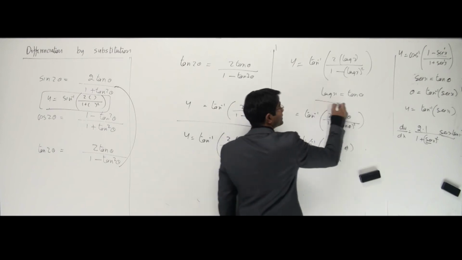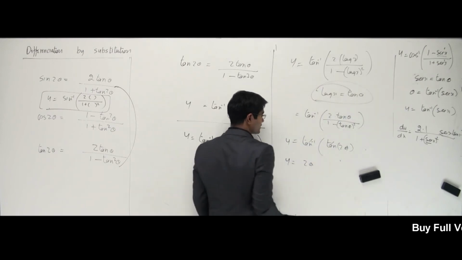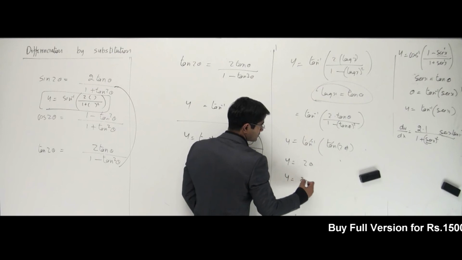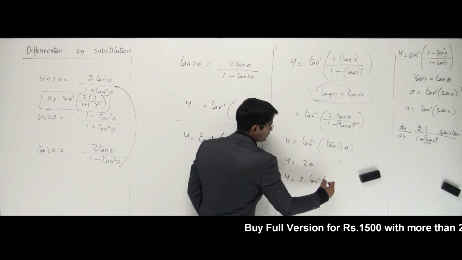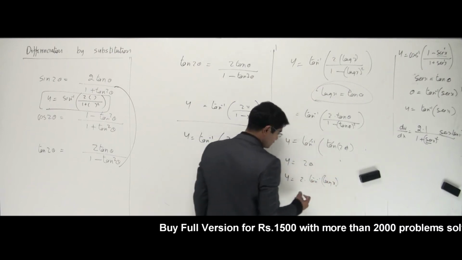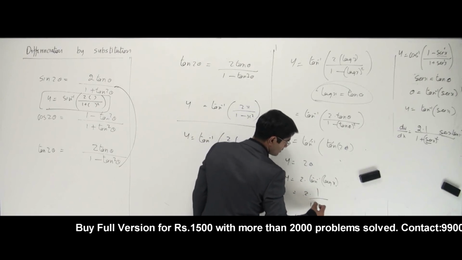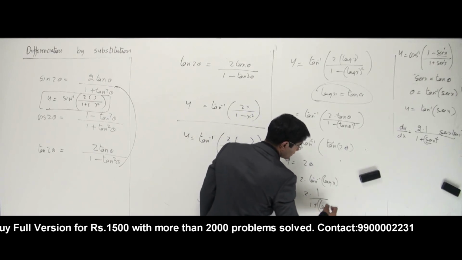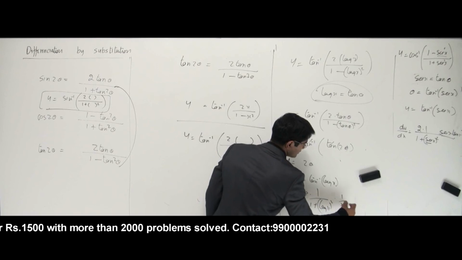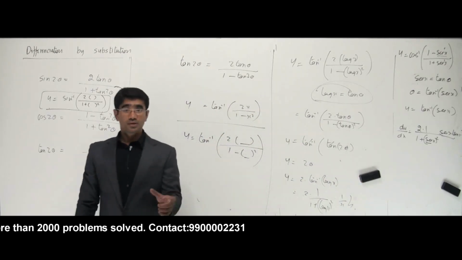Who's theta? Theta from here is tan inverse of log x. So y is equal to 2 times tan inverse of log x. Differentiate this. What is the answer? 2 into 1 by 1 plus log x the whole squared into 1 by x. That's your answer. I hope you understand this.